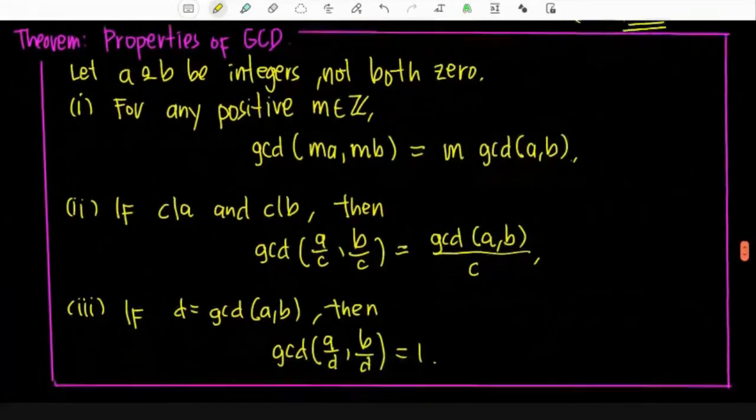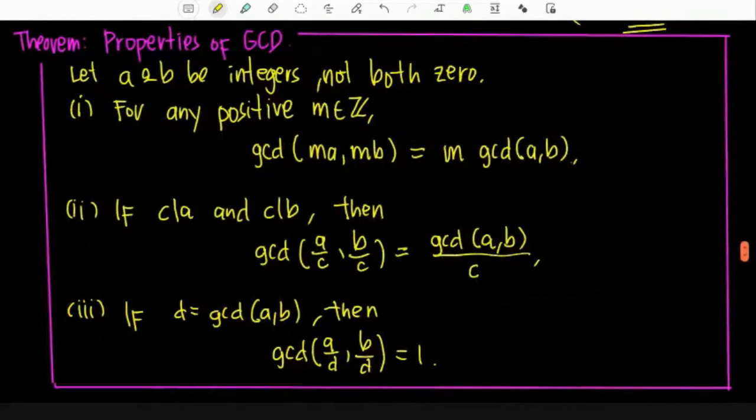Okay, so these are very common properties of GCD. We already know this. Ginagamit na natin siya actually if we have integers A and B, not both 0. For any positive integer M, ang GCD ng MA times MB is M times GCD ng AB. Ibig sabihin, pwede nating i-factor out yung common factor ng AB sa GCD. This is a technique we use para mas madali nating mahanap yung GCD. Pina-factor out muna natin yung common hanggang makita natin yung GCD ng mas maliit na pair ng number.